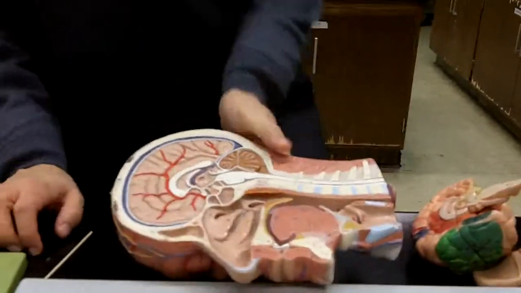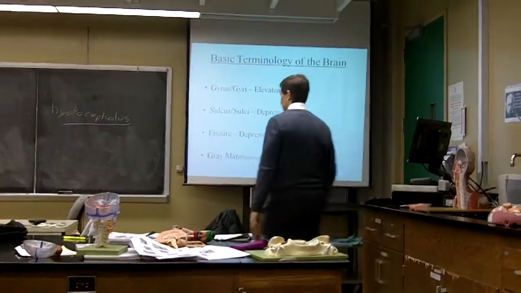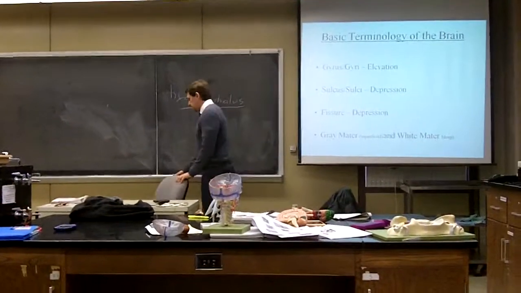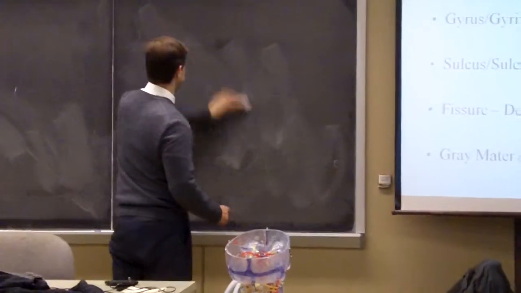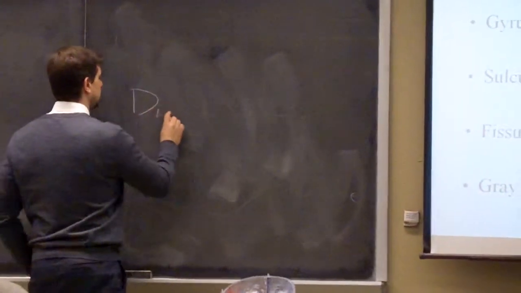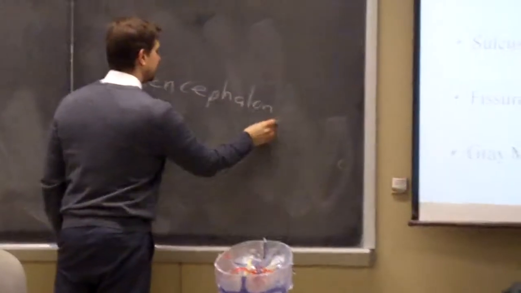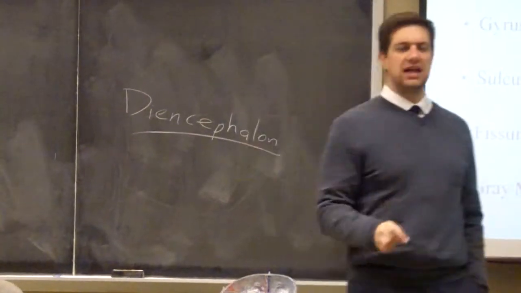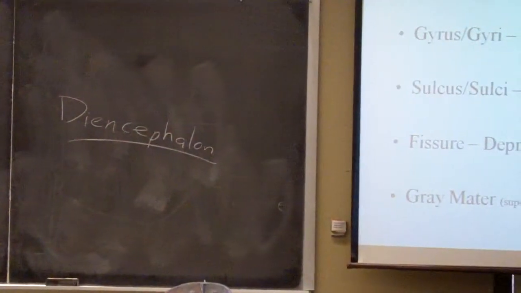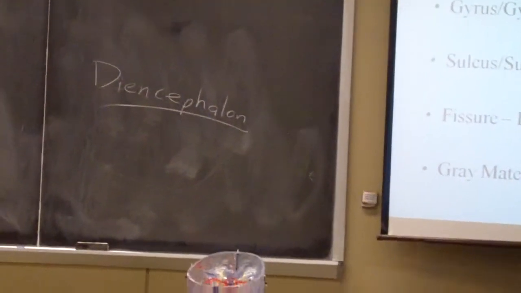Now, you can record this. This term, diencephalon. Any part of the brain that has the word thalamus in it is part of the diencephalon. So anything with the word thalamus in it is the diencephalon.